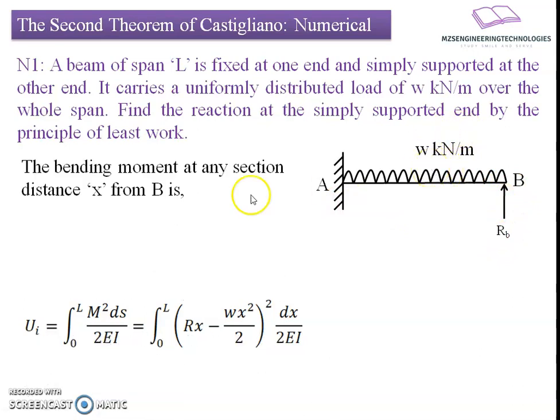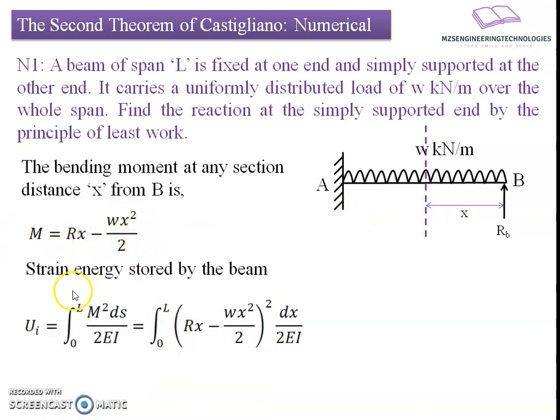If I put the bending moment at any section XX as shown here, we will have bending moment m equals Rx minus W x square by 2. If I take the strain energy concept, we can write the strain energy stored by the system as the integral from 0 to L of m square ds upon 2EI. I am going to substitute the value of m here. It will be Rx minus W x square divided by 2 whole square into dx upon 2EI.